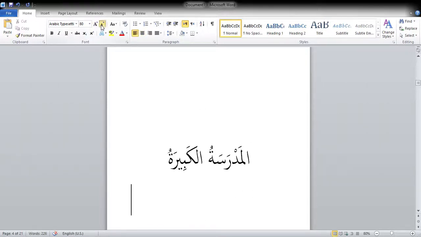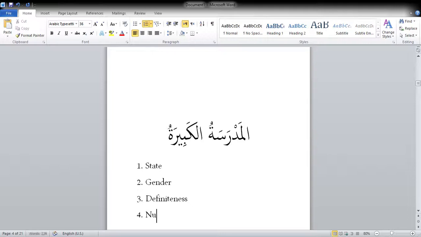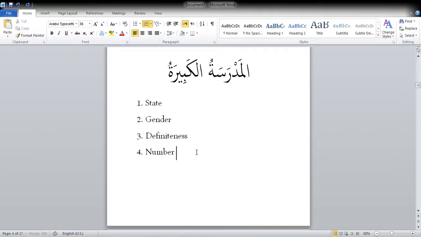Let's break it down. What are the four points that have to match for Mawsoof and Sifa? State. Gender. Definiteness. Number. For Mawsoof and Sifa, the Mawsoof is the word that's being described, and the Sifa is the adjective.